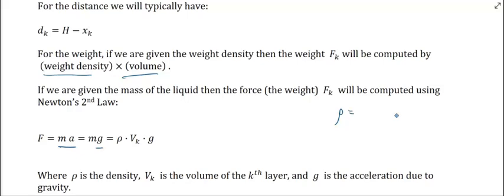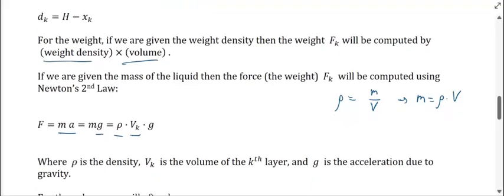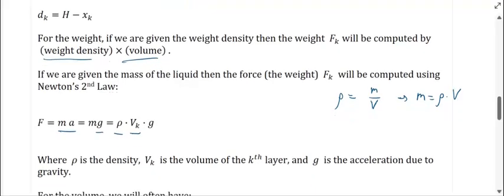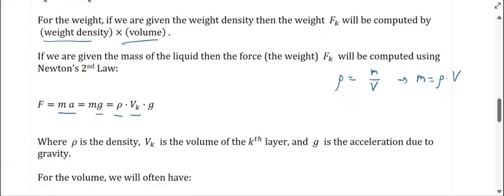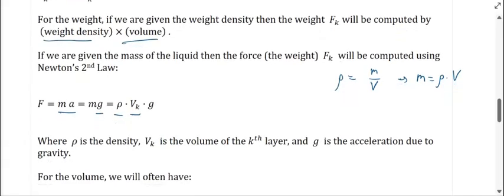Now, density is mass divided by volume. If we solve this for mass, we get that the mass is equal to the density times the volume, which is what I'm using in this line right here. So we're replacing the mass by the density of the liquid, times V sub k, where I'm representing that as the volume of the kth slab or slice that we're lifting. Or it's the volume of the kth layer. Again, g is going to be the acceleration due to gravity.